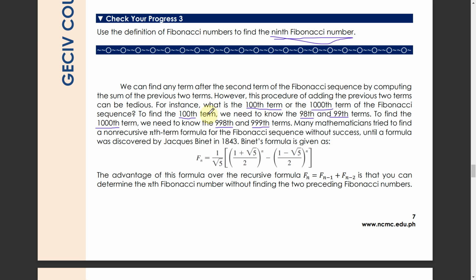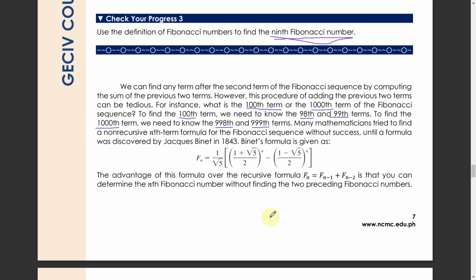So if you want to find the 100th term, you just substitute n as 100, no? So 1 over square root of 5, 1 plus square root of 5, then to the power of 100, and 100 for the other. Then you can find the 100th term of your Fibonacci without knowing the first two previous terms, the 99th and 98th terms, no?